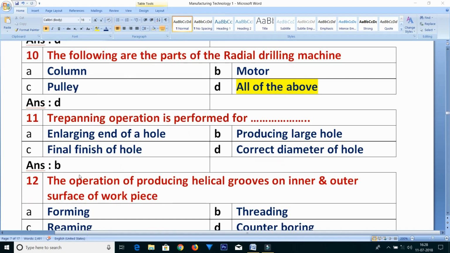Next, we will move on to the 11th question. The question is, trepanning operation is performed for. The options are option A, enlarging end of a hole, option B, producing large holes, option C, final finish of hole, and option D, correct diameter of hole. And the right option is option B, that is producing large holes.